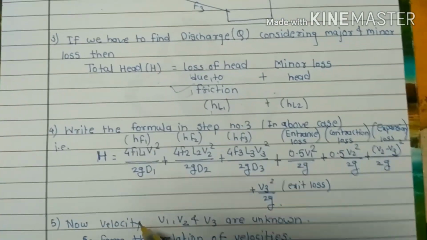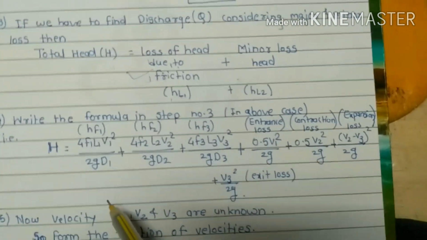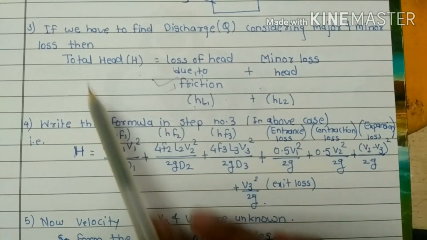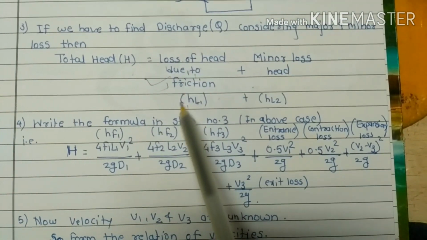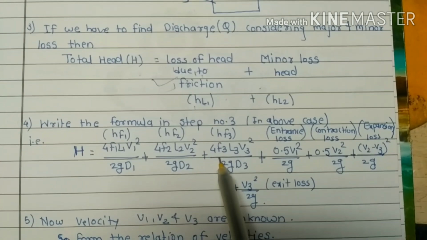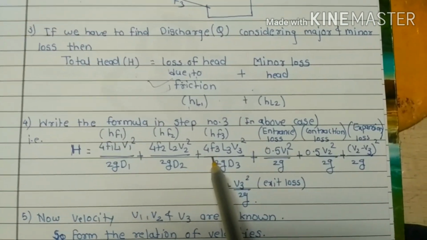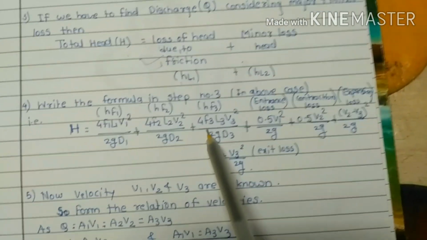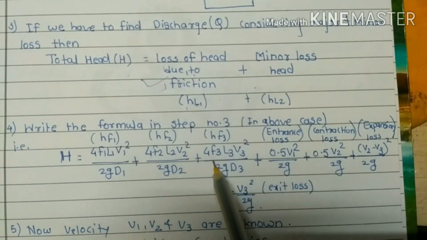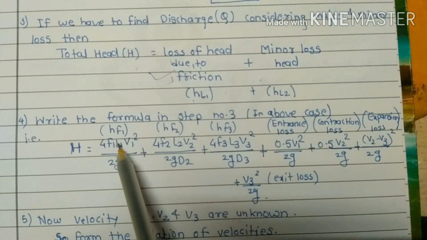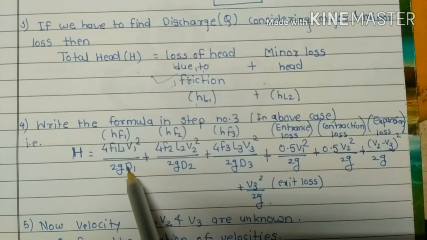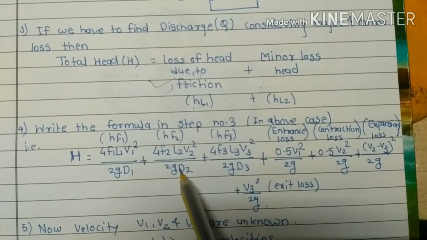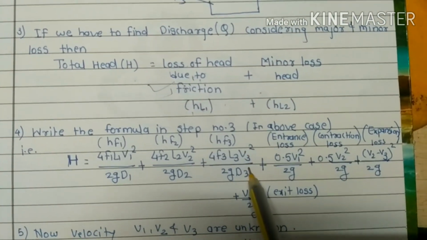So step 4 is to write down the formulas for the total head. Now the total head is H, the loss of head due to friction. There are three pipes, so three formulas will come, and this is a series. So the discharge will remain the same, but the loss of head due to friction is different. So I will write the formula 4f1 L1 V1 square upon 2gD1, 4f2 L2 V2 square upon 2gD2, and so on.